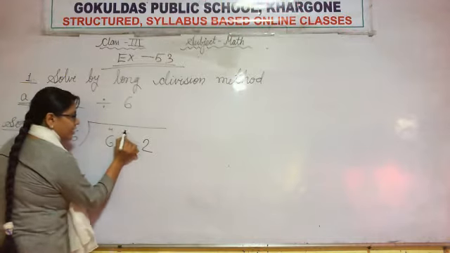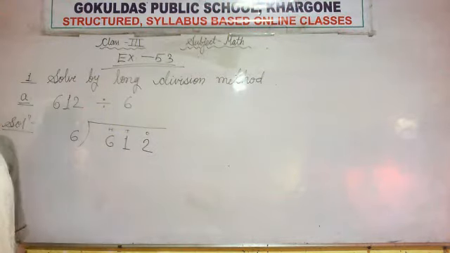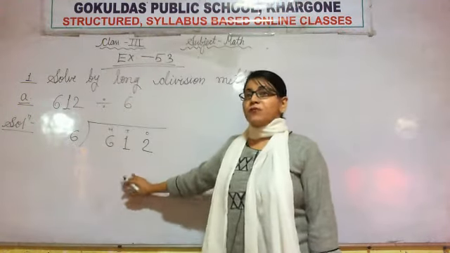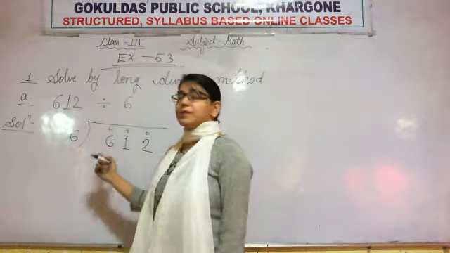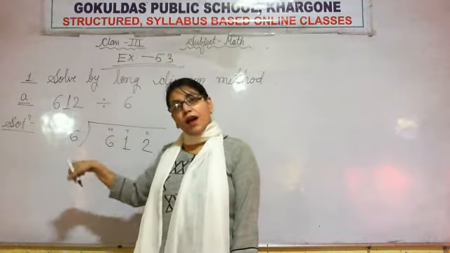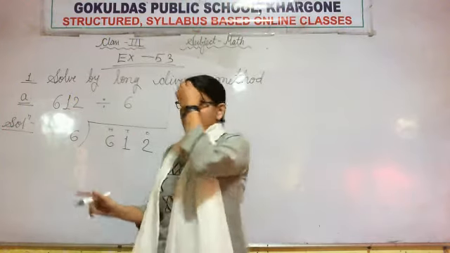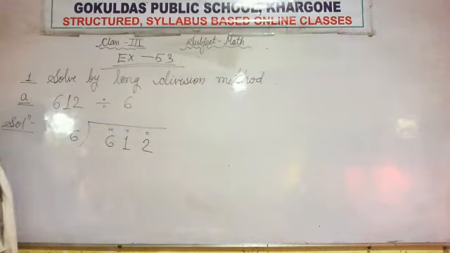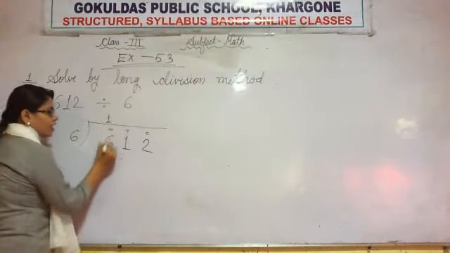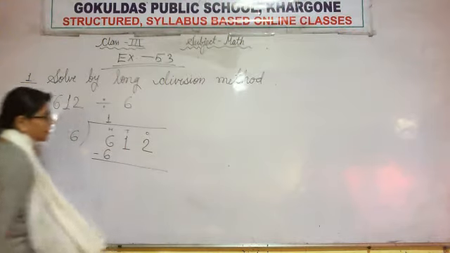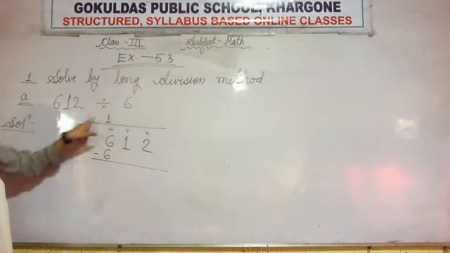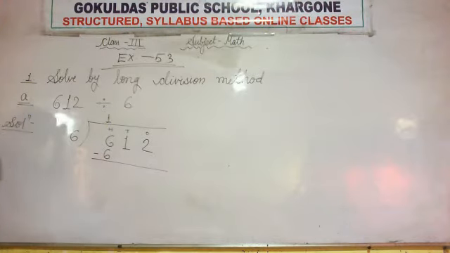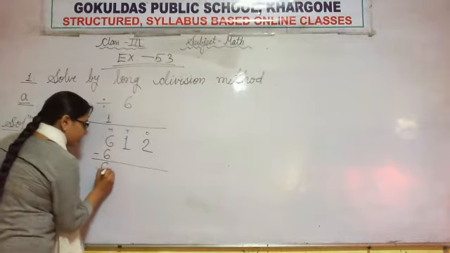This is our hundreds place, tens place, and ones place. Unlike other operations, in division we will always start from the highest place. Here the highest place is hundreds, so we'll start from hundreds. 6 ones are 6. So we write 6 here. Now 6 minus 6 is 0, so we will write 0.